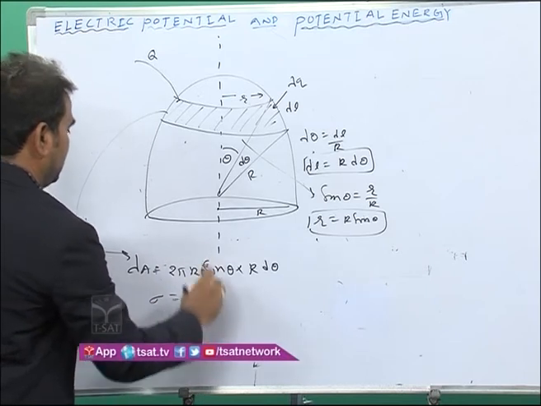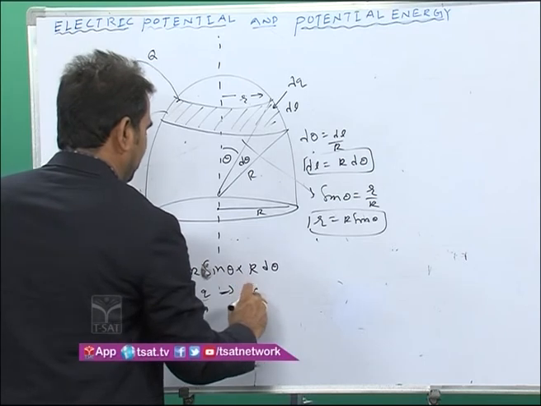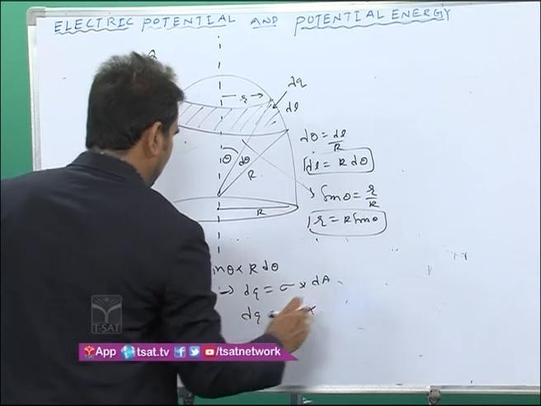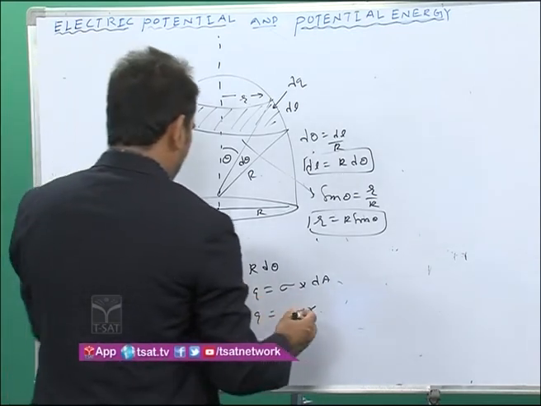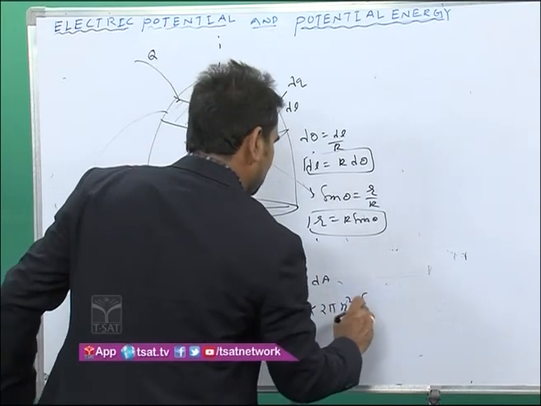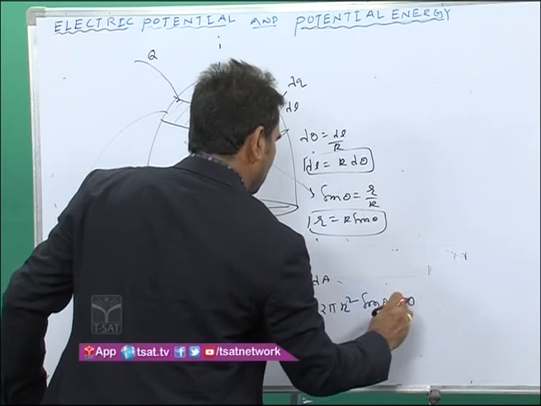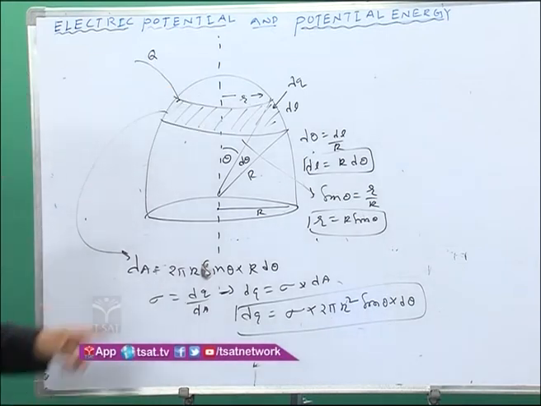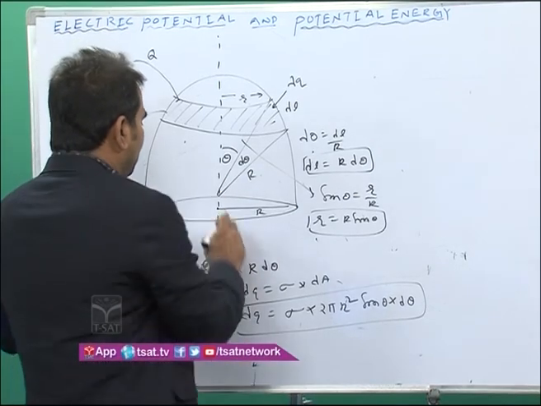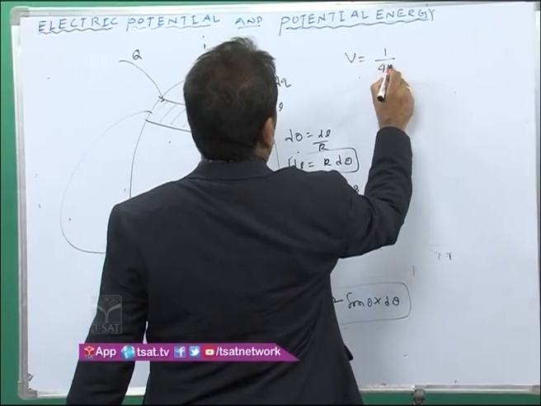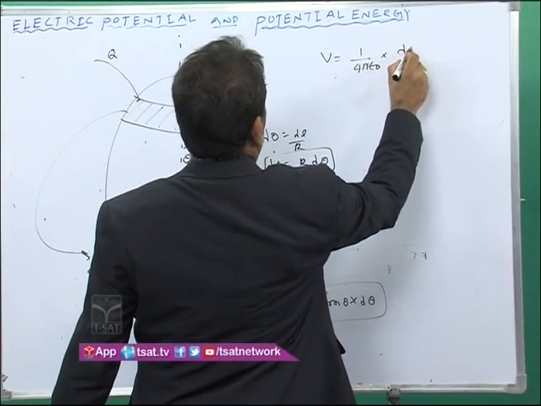It has a surface charge density, that is dq is equal to sigma into dA. dA is 2 pi r into r, that is 2 pi r square sin theta into d theta. So, the charge on this elemental ring is given by sigma into 2 pi r square sin theta into d theta. Now, due to this dq charge, the electrical potential at its center is given by V is equal to 1 by 4 pi epsilon naught into dq upon r.